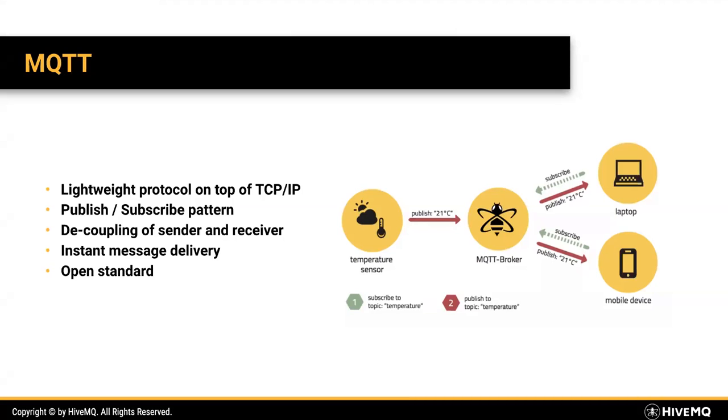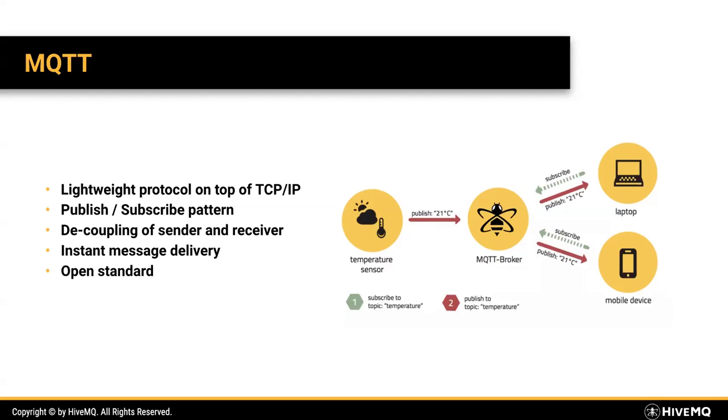Since MQTT is based on TCP/IP, we do have instant message delivery, because it's not like with HTTP, when you have to poll for new messages, or with Kafka where you have to check if something is in a queue. MQTT actually pushes the message to its subscribers. And it also provides offline queuing in cases when subscribers are currently not connected. And one big thing about MQTT, it's an open standard.